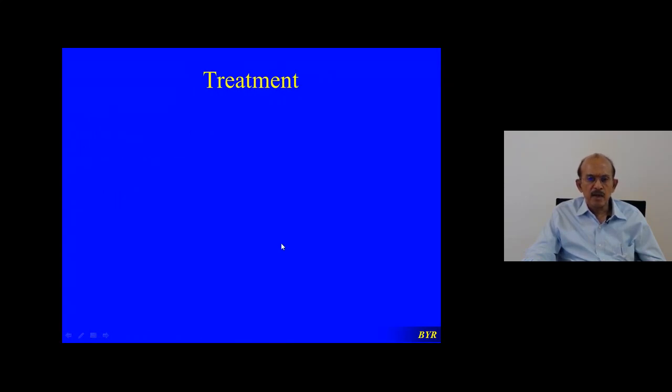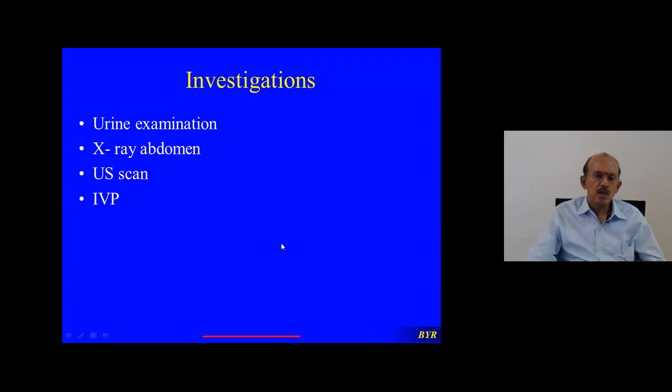So what do you find in ultrasound scan? You will find the dilated pelvis. What do you find in urine examination? Plenty of pus cells. X-ray abdomen may show a calculus. Ultrasound scan may show a calculus with dilated pelvis. Intravenous pyelography will show you the hydronephrotic features. So pyonephrosis is nothing but a hydronephrosis which is infected, containing pus.